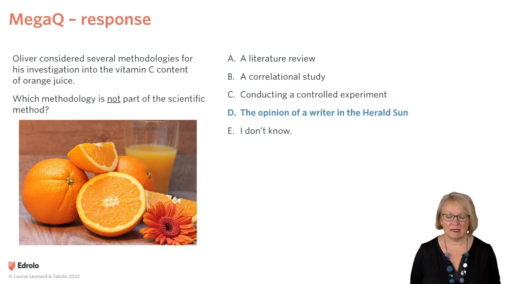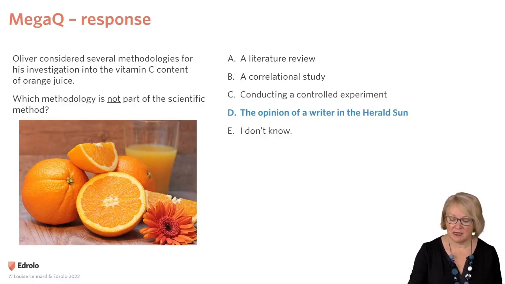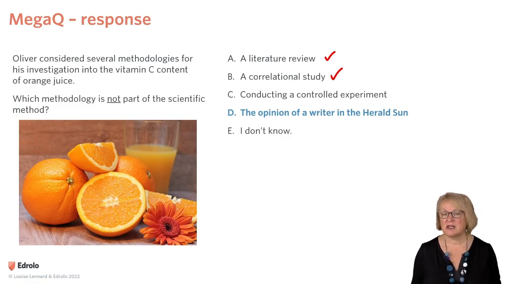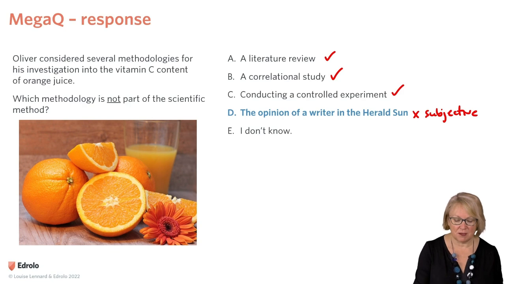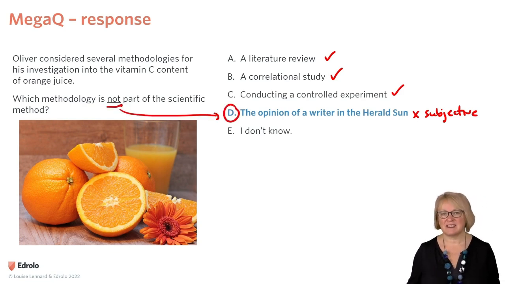Okay, a literature review is an acceptable methodology. So is a correlational study. Conducting a controlled experiment is a very common technique that I'm sure you'll do lots of practice in the next 2 years in the chemistry laboratory. The opinion of a writer in the Herald Sun, that is subjective and is not part of the scientific method. So that's our correct answer.